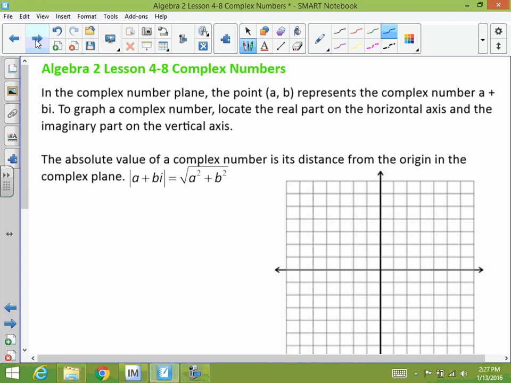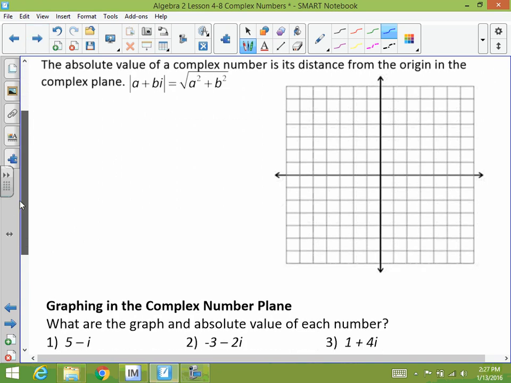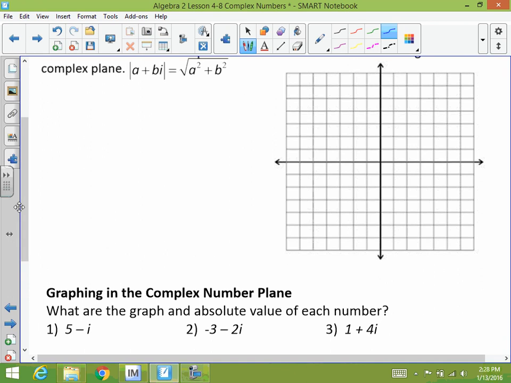So, if we were to graph the following numbers on the coordinate plane, it says what are the graph and the absolute value of each number, and I'm just going to move these up here so it's a little easier to use. So we're going to do 5 minus i, number 2 is going to be negative 3 minus 2i, and I'll put number 3 on there in a minute. So 5 minus i, remember, this is my real axis, this is my imaginary axis. Okay, so 5 minus i means I'm going to go to the right 5 units, 1, 2, 3, 4, 5. Minus i means minus 1i, so I'm going to go down 1 in the imaginary axis. And that happens to be problem number 1, that's 5 minus i.